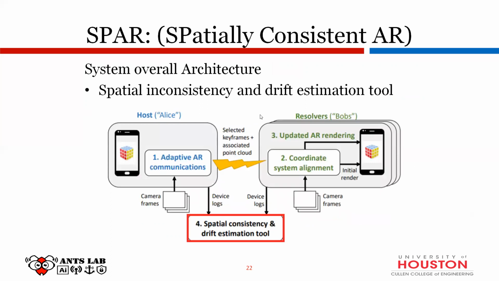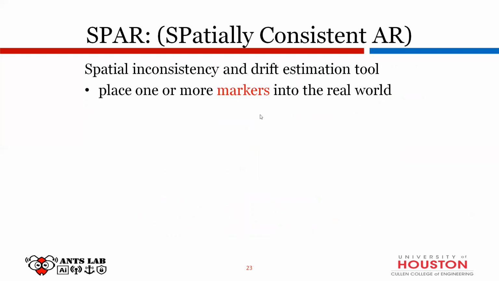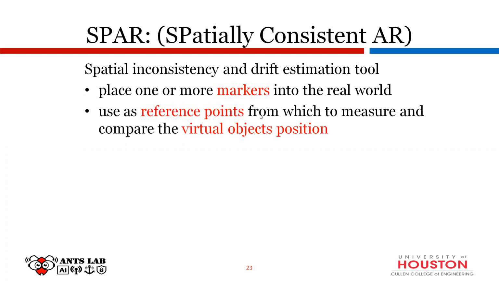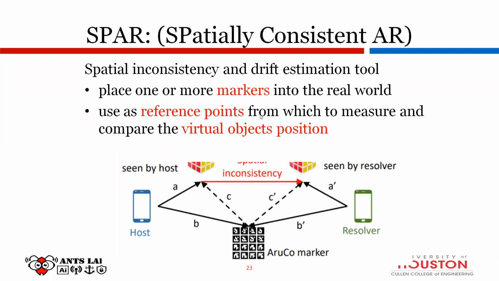Next one is the spatial inconsistency and drift estimation tool. What they try to do is place one or more markers into the real world, and they use them as reference points with which to measure and compare the virtual object positions. So I'll give you a picture of how this works. At the host, the virtual object is at this location, but in the resolver, the virtual object is at the other location. So this red line is the spatial inconsistency, right?